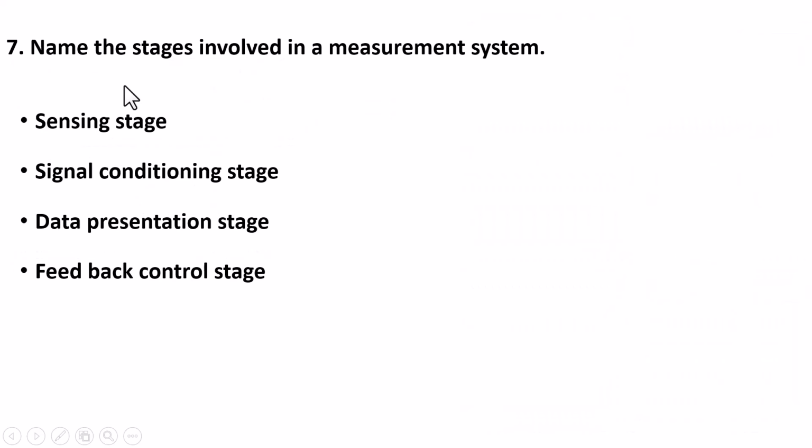Seventh question. Name the stages involved in measurement system. The measurement system involves 4 stages. First is called the sensing stage. We are sensing the data, whatever you have to measure. Signal conditioning: it will be producing some signal. That signal conditioning stage is the next one. Then the data presentation stage. Then the feedback control stage. Those are the 4 stages involved in the measurement system.